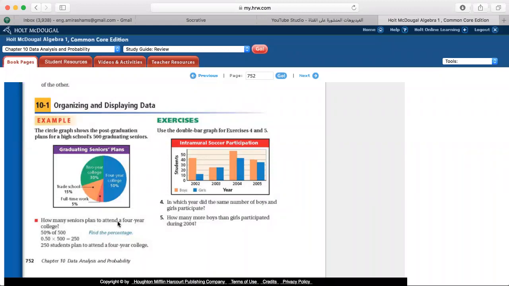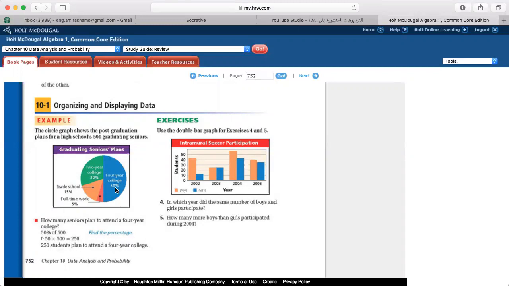How many seniors plan to attend a 4-year college? I have here a percent, right? It is 50%. I want to change this percent to a number, not to a decimal. Yes, it is easy to change it to decimal, divide by 100, but I want to know how many seniors this percent represents. How will I know? I know the percent. Do I know the total number? Yes, it is mentioned here. It is 500. So to change this percent to a number, change it to decimal by dividing by 100, then multiply by the total number. So 0.50 multiplied by 500 is equal to 250. So 250 students plan to attend a 4-year college.